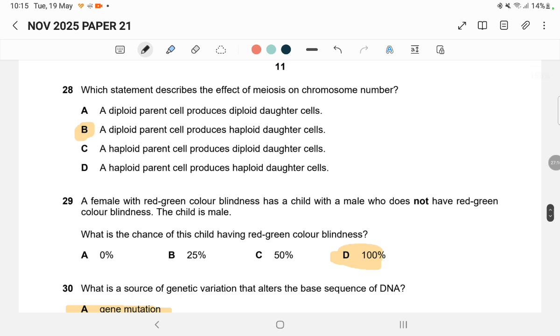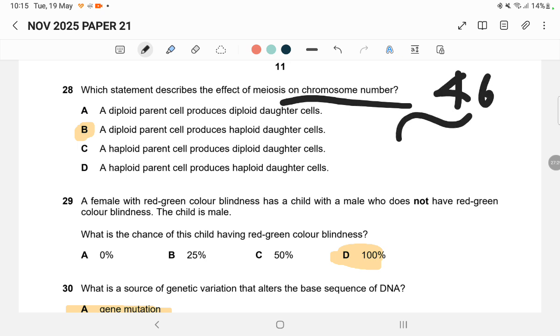Question 28 asks which statement describes the effect of meiosis on chromosome number. Meiosis means a diploid parent cell is reduced to haploid daughter cells. So if I have 46 chromosomes, they will be split into 23 chromosomes. Basically, meiosis divides the chromosome number by 2. If it is mitosis, it will be divided by 1 and stay the same; nothing will be changed or reduced in the chromosome number. So the answer will be B.